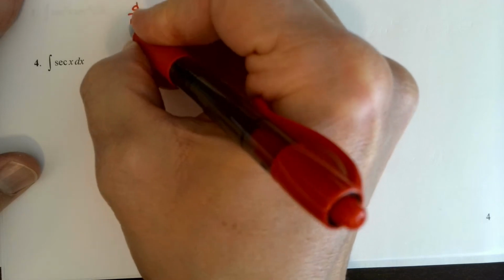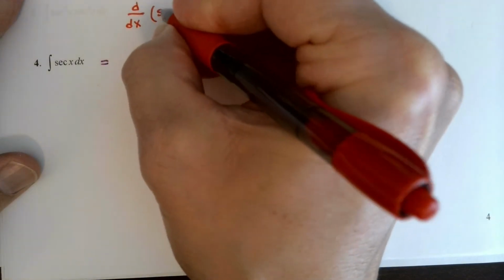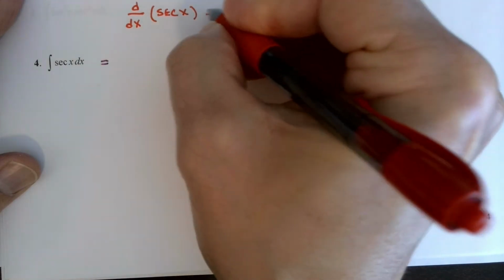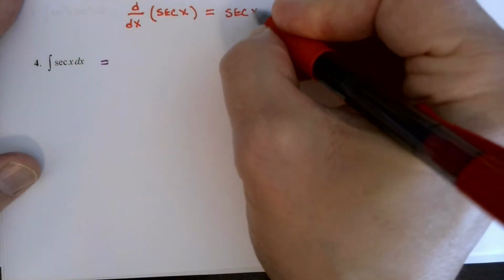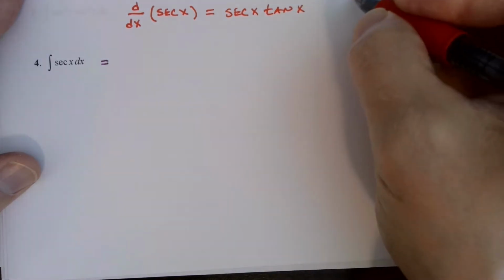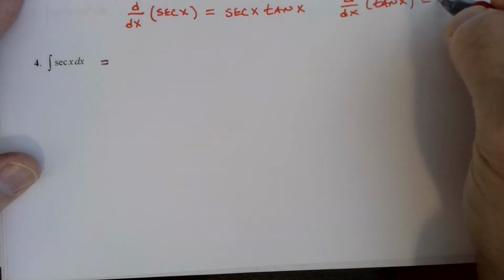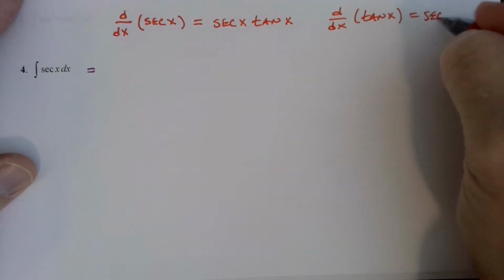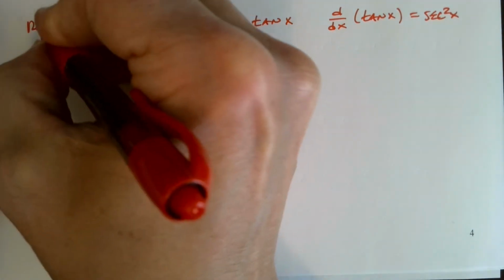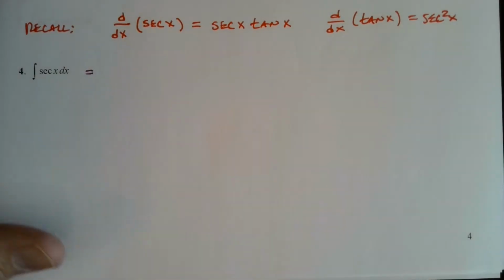Well, what about secant x? Okay, well, that also involves a log function, but there's some magic that has to be done in order to do this. I say magic, it's something we probably wouldn't necessarily think of right away. First of all, take a look at the derivatives. The derivative of the secant function is secant x tangent x, and the derivative of the tangent function is secant squared x. So this is just a recall from calculus 1.